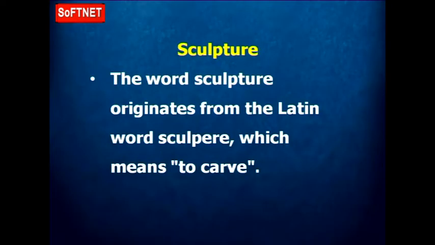The word sculpture originates from the Latin word sculpere. Sculpere means to carve. Basically, sculpture was done in stone. Extensively, sculpture was done in stone in the ancient times, in the pre-modern times, in the earlier times. Which is why stone sculpture could survive all these years, and we still have stone sculptures housed in the museums. You still have stone sculptures in situ, and sculptures were always planned along with the architecture.